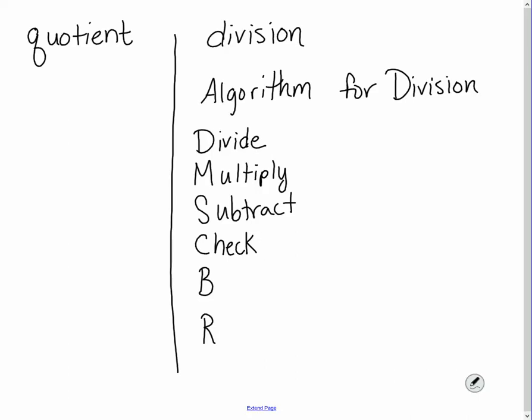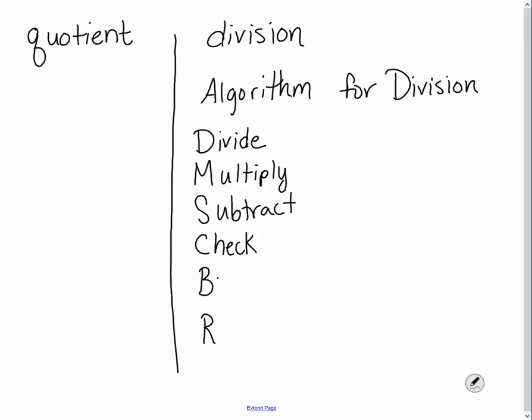that you don't have a difference that is bigger than your divisor, because if you do, that means you can fit the divisor in another whole time. But we'll talk about it with examples. It doesn't have to make total sense right yet. So again, divide, multiply, subtract, check.